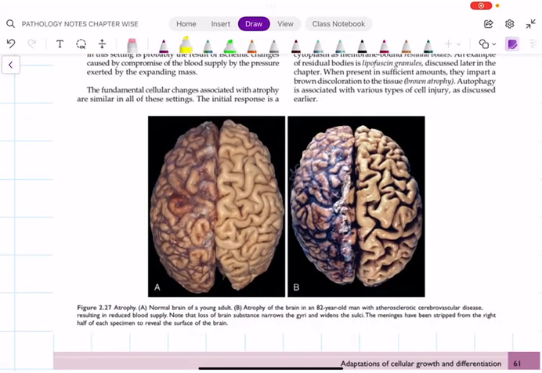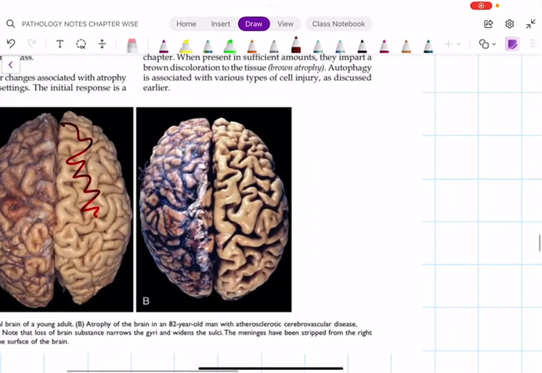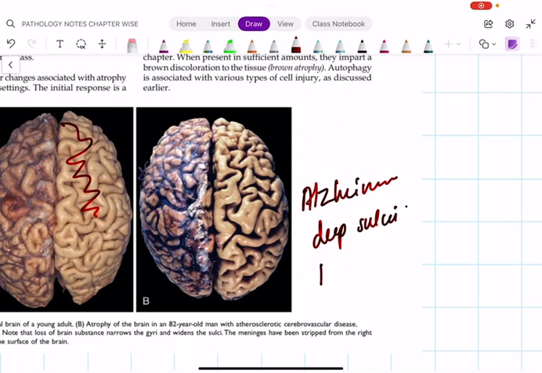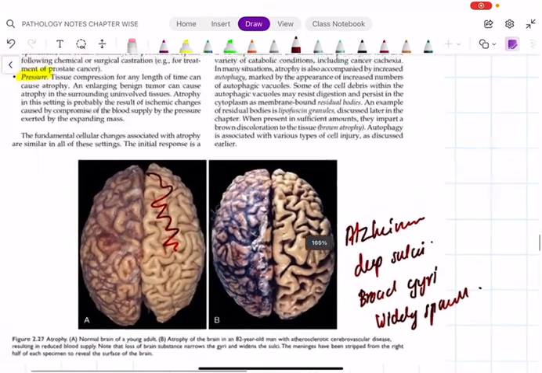Fine. Okay. See this picture. This is a normal brain. You can see how far apart the sulci and gyri are. This is a patient, a very old man. Probably I can say he may be having Alzheimer's disease. Yes, you can see very deep sulci and broad, widely spaced gyri. These are some of the features you can appreciate from this. This is again an example of atrophy.